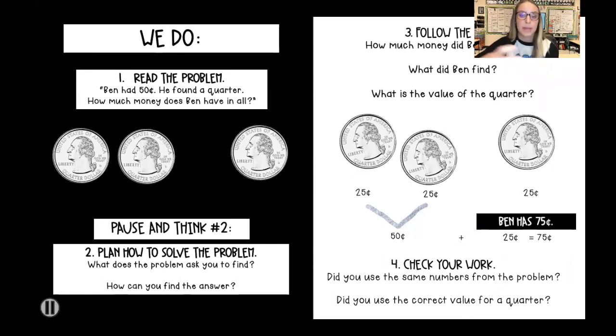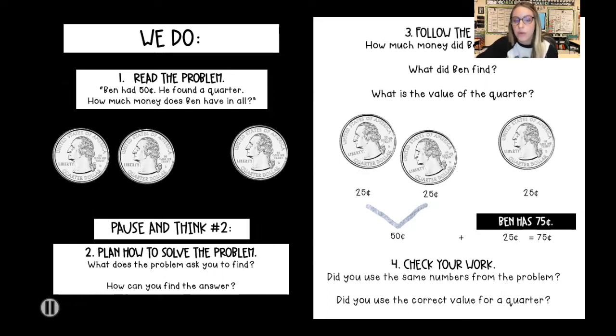I'm going to move on to a we do problem. So it's going to be both me and you working on this problem. I won't be doing it for you, but you won't be doing it alone. So number 1, we read the problem. What does the problem say? Our problem says Ben had 50 cents. He found a quarter. How much money does Ben have in all?